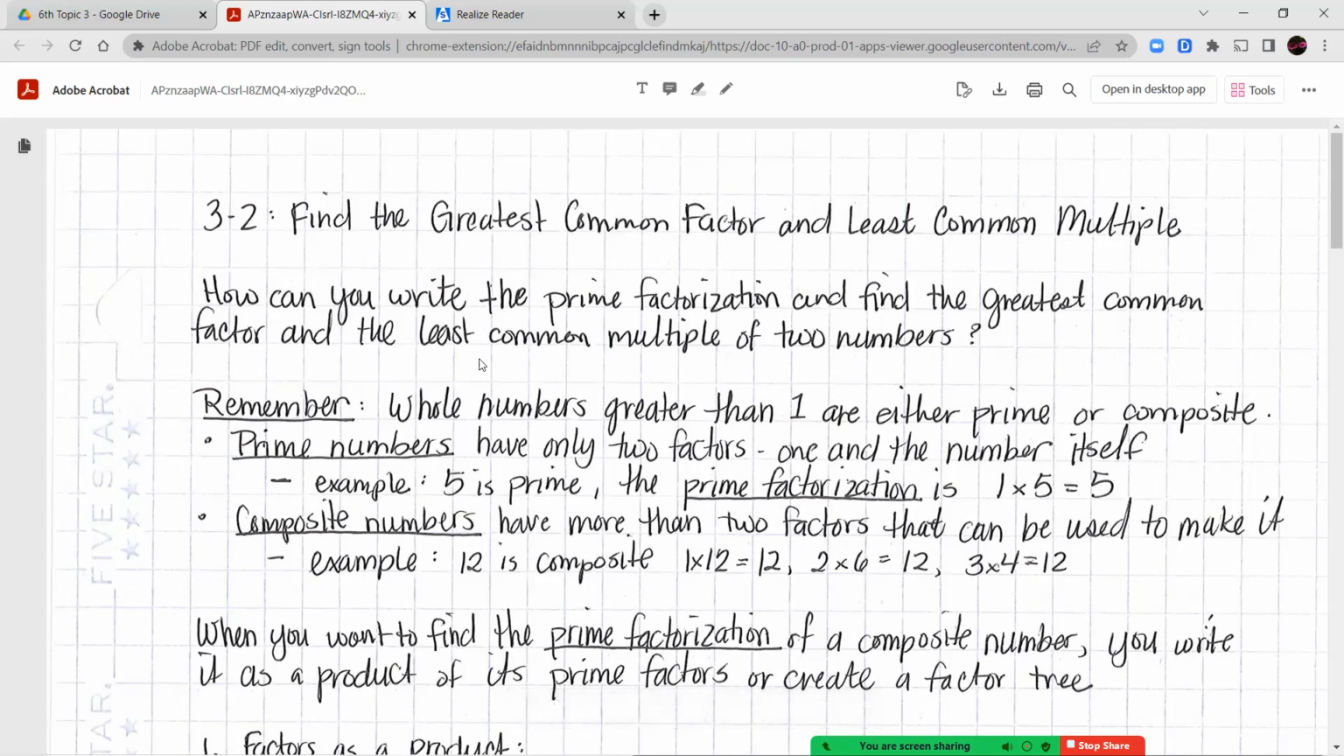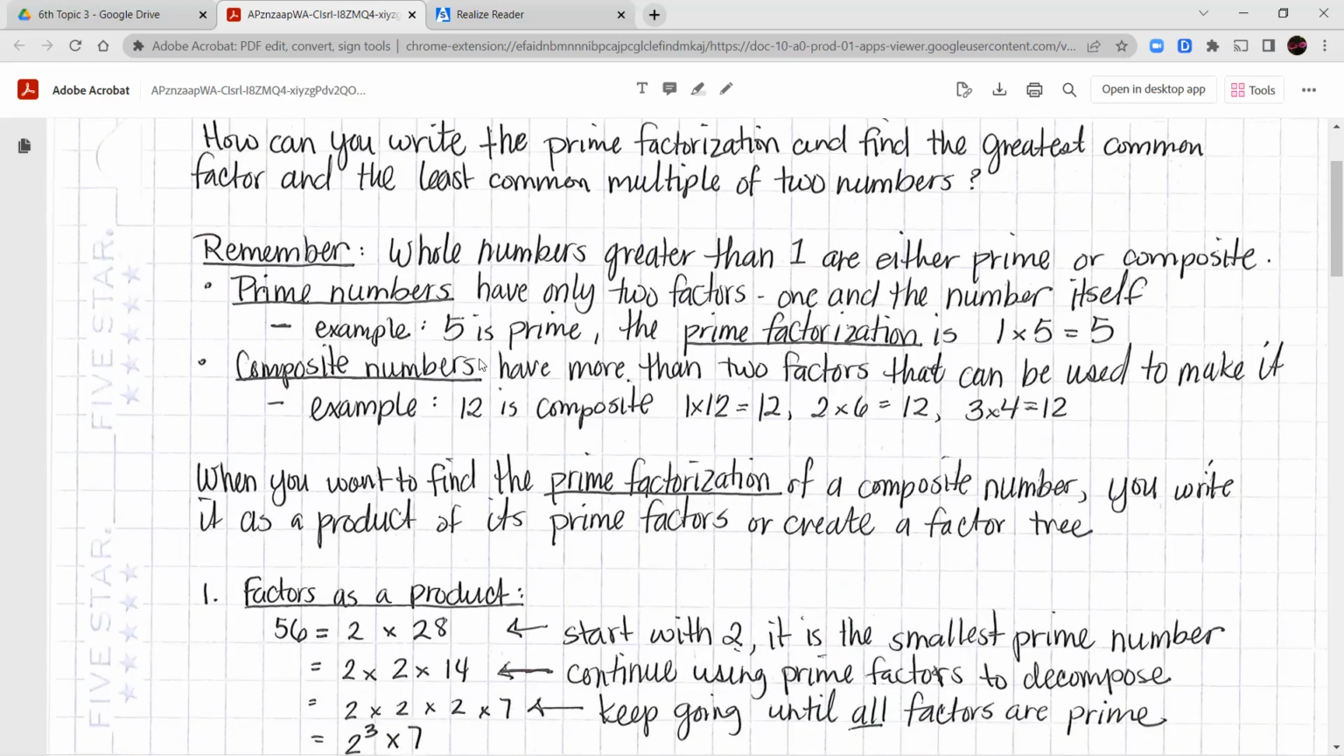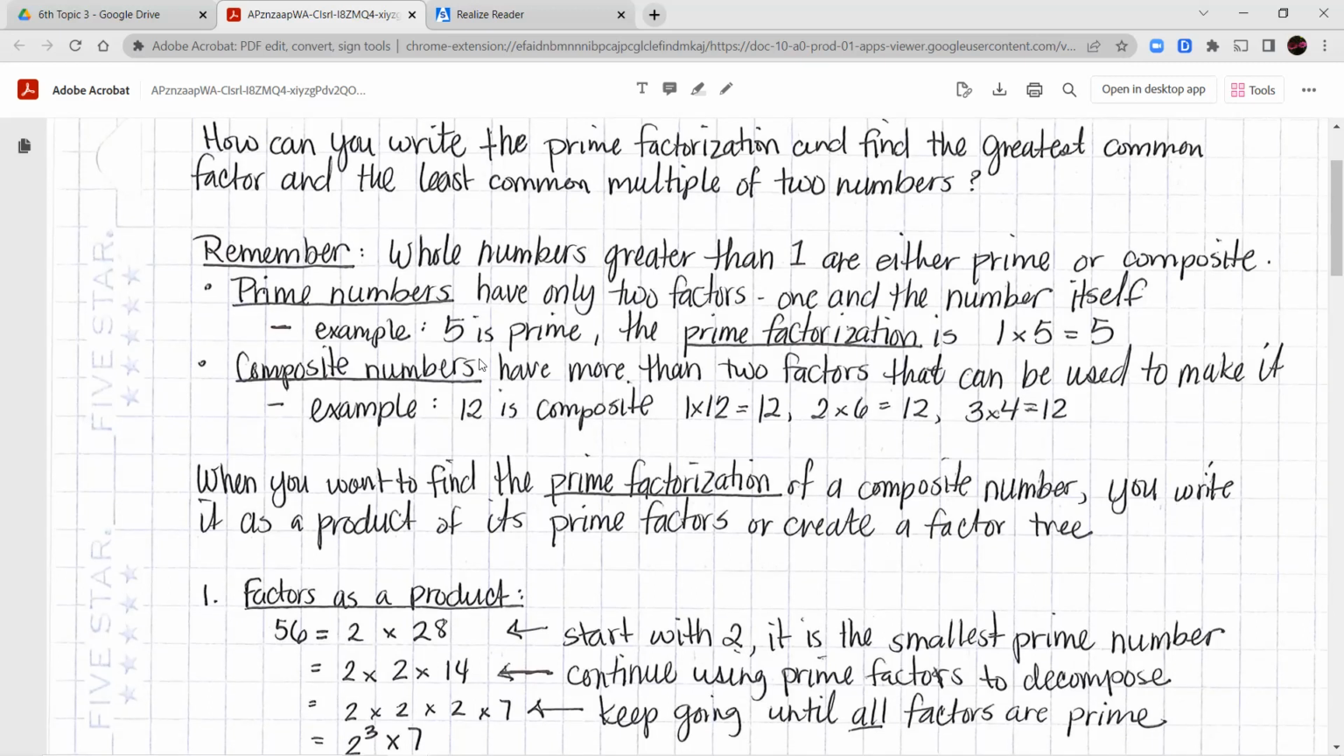So there's a lot of information here. Now the video only went over prime factorization, so we're going to do a lot more discussion here in the notes. Now, when we have whole numbers that are greater than 1, they're either prime numbers or they are composite numbers. So let's go back and refresh our memories on what that means.